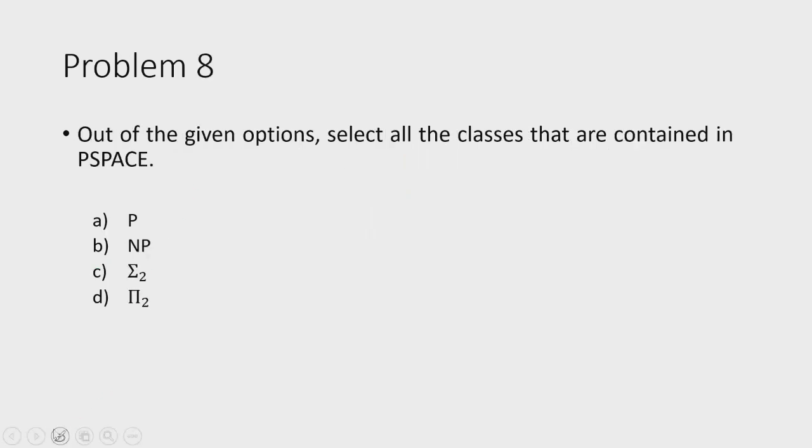So the next problem is, out of the given options, select all the classes that are contained in PSPACE: P, NP, Sigma 2 and Pi 2. There is nothing to explain in this question, it's a recall question. So what's the answer to this?